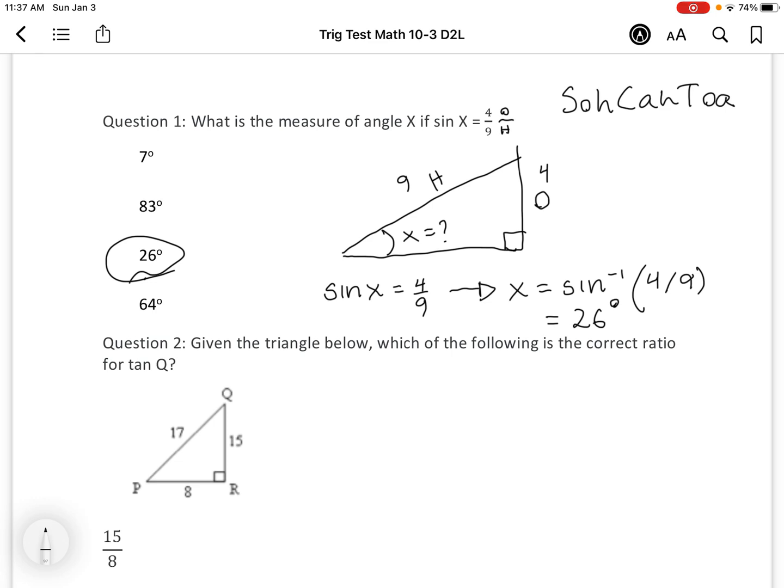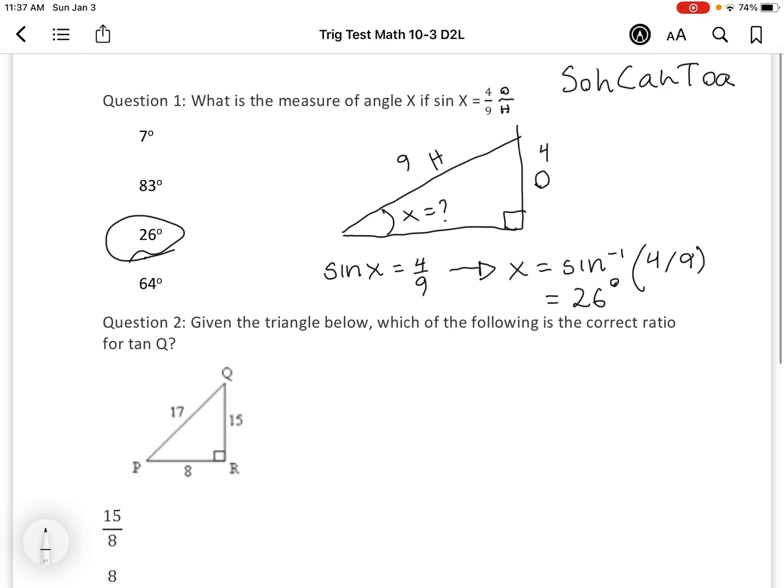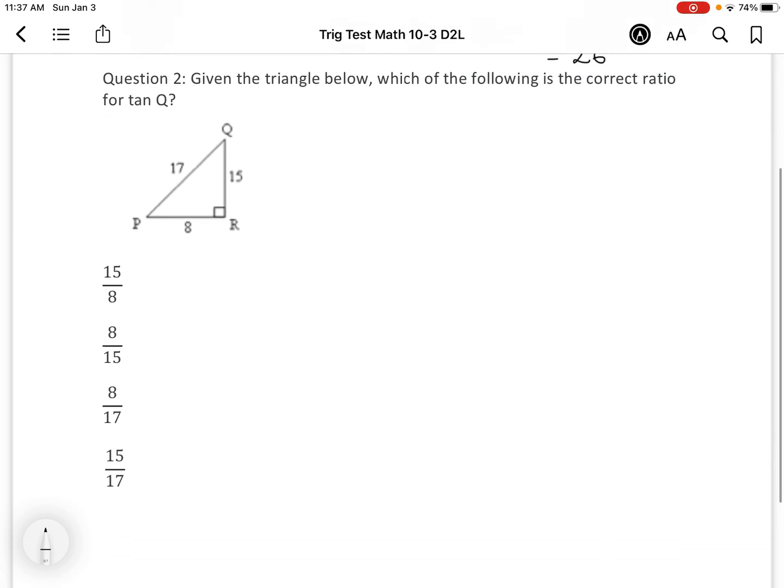Okay, so that's the first one. Question 2. Given the triangle below, which of the following is the correct ratio for tan Q? Well, Q is over here, that's this angle. I know that this was an online test, but it's really important that you have out a piece of paper and a pencil so that you can redraw the triangle and label these sides on paper.